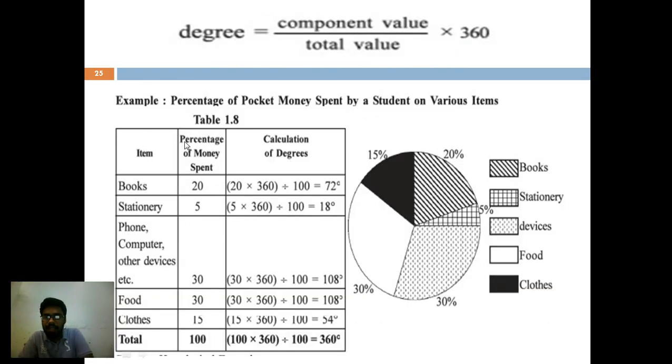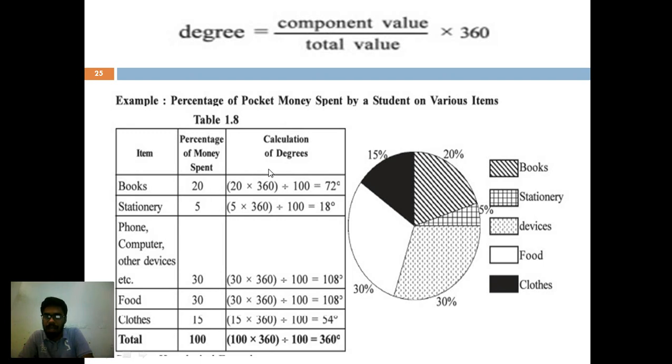Now here is one example given, and here is a bar chart. See that the total spending in percentage is given. Let's take an example. Mr. Ajay has 100 rupees with him. Now he is spending 20 rupees for books, 5 rupees for stationery, 30 rupees for phone, computer and other devices, 30 rupees for food and 15 rupees for clothes.